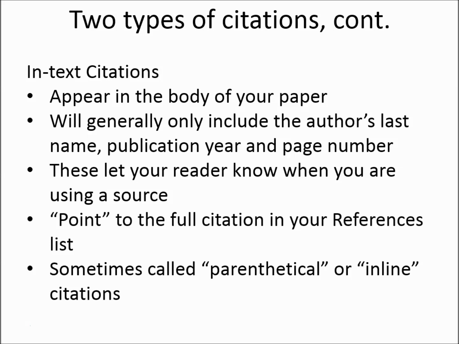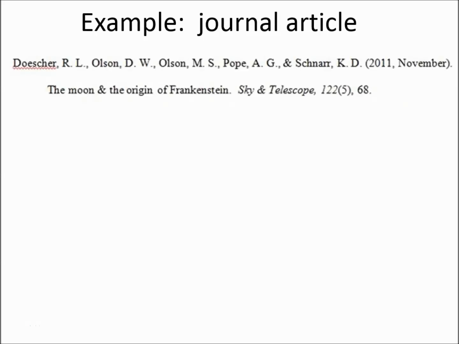In-text citations can be a little tricky because how they appear depends on how the source is used in your work. Let's look at an example using a journal article. Here's a citation already formatted in the APA style. Note that this article has multiple authors, so it looks a little different from our previous example. Let's say that we want to paraphrase an idea or use a direct quote from the article.